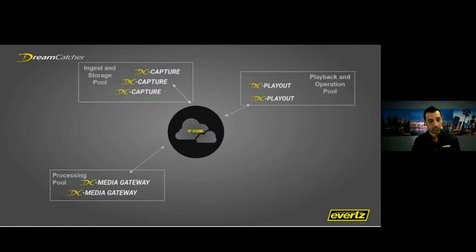So with our design, through an IP core, what you can do is scale your ingest, capture pool, your playout, your operation, and your processing separately. So I can choose how much storage I want, what type of encoding I want on the front end, how many operator stations, how many physical playouts, and how much processing I want, and then tailor that to my exact workflow. And later on, you can scale this up independently as well. So it makes it very powerful in that sense.